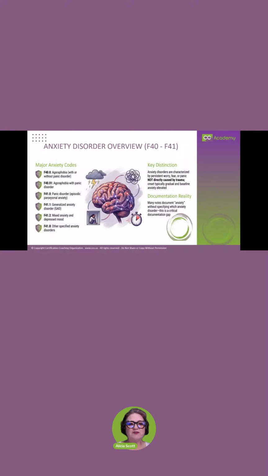These are the F40 through F41 codes, and you've got several anxiety codes here. F40.0 is agoraphobia, with or without panic disorder. That has to be documented. There's also F40.01, which is agoraphobia with panic disorder. Then we've got F41.0, panic disorder, which is also called episodic paroxysmal anxiety. F41.1, generalized anxiety disorder, and we just call that GAD.